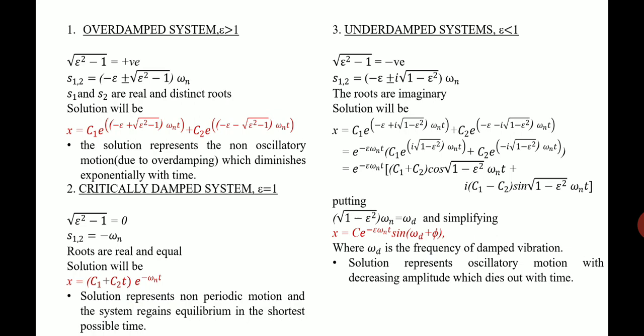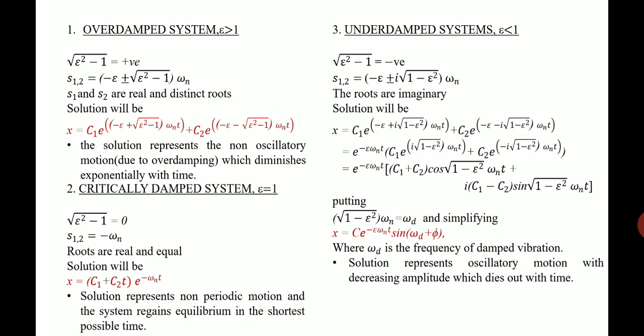Now I'm taking e raised to minus epsilon omega t outside, since that's common inside all the terms. Now the equation becomes e raised to minus epsilon omega t into c1 e raised to i root of 1 minus epsilon square into omega n t plus c2 e raised to minus i root of 1 minus epsilon square into omega n t. Now you know that e raised to i theta is actually cos theta plus i sin theta.